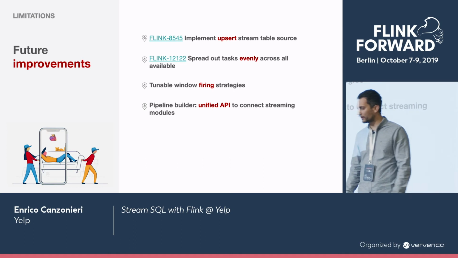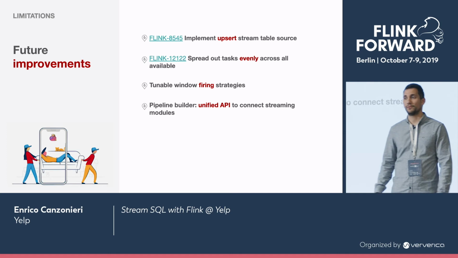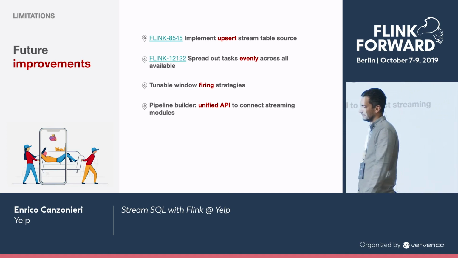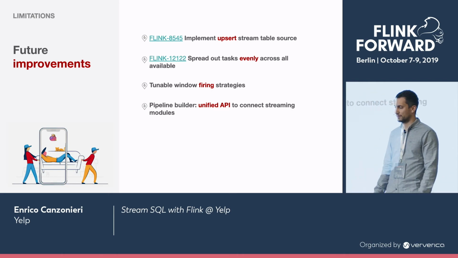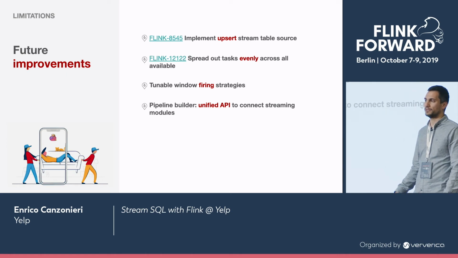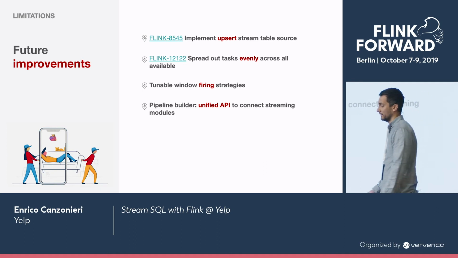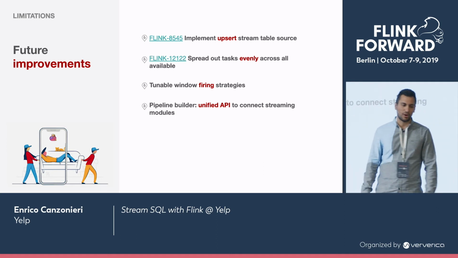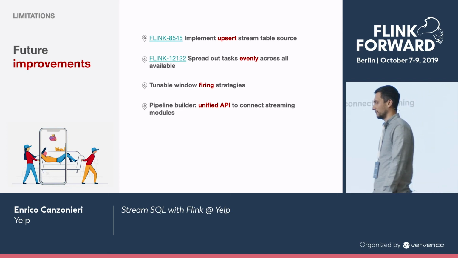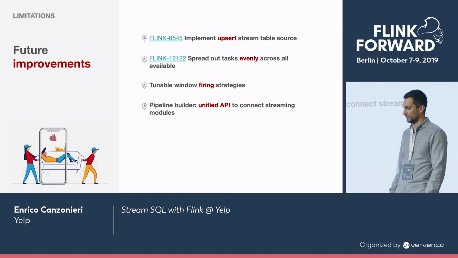The second ticket is actually something that is preventing us from upgrading to a newer version as compared to 1.6. We tried to upgrade, and there's this issue that doesn't spread out the tasks evenly across task managers. And because we run multi-tenant clusters, this is causing us to fall behind in some queries and not make optimal use of resources. That's why we are right now stuck on 1.6. That will hopefully be fixed in 1.10, so we'll be upgrading to 1.10 directly in that case.